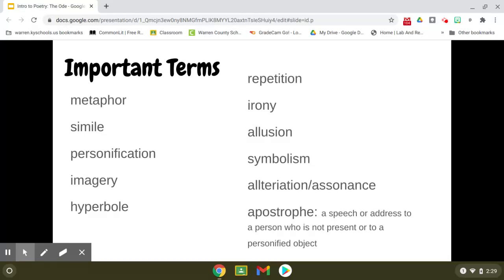Probably the most important literary term, however, for odes is apostrophe. And this isn't talking about the punctuation symbol apostrophe. An apostrophe in literature is a speech or an address to a person who is not present or to a personified object. So the poet is essentially turning to this person or object that is not actually there at the moment and addressing it.